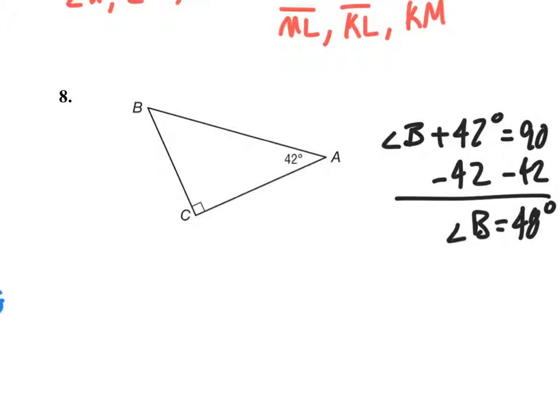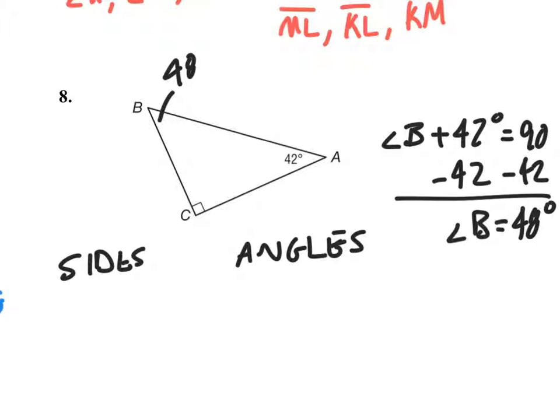So then I'm going to label here that this is 48, and I want to label my sides and my angles from smallest to largest. Let's write out our angles from smallest to largest because we have those numbers. I know that angle A is the smallest. Angle B is the next smallest, and then angle C is my largest.